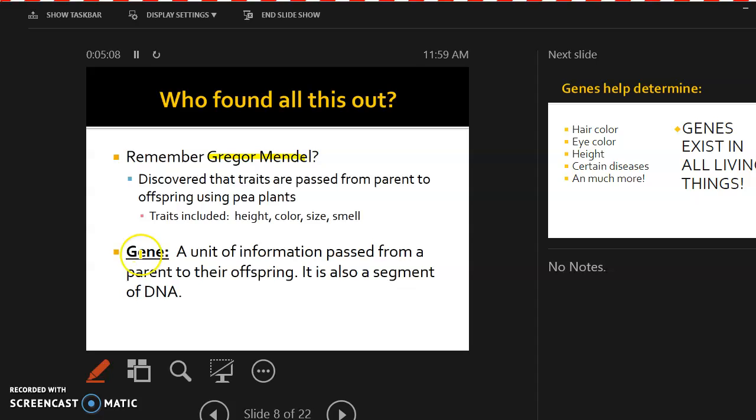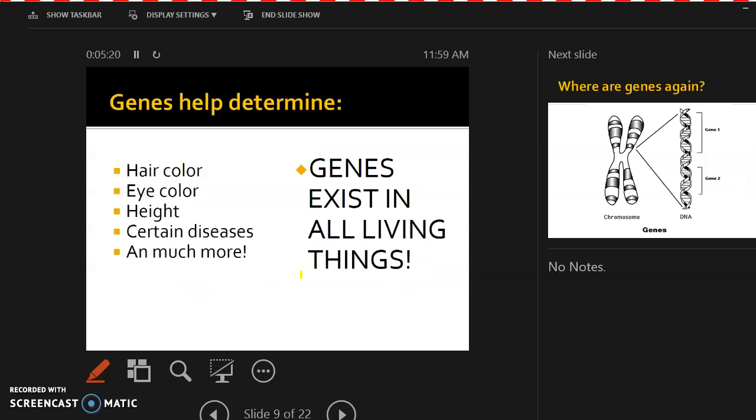And then what is a gene? It's a unit of information passed from a parent to their offspring. Okay, so a gene is something you get from your parents. So genes help us determine what? Hair color, eye color, height, certain diseases, and much more. So you can just put genes help us determine and just pick two and write them. And then, of course, genes exist in all living things.